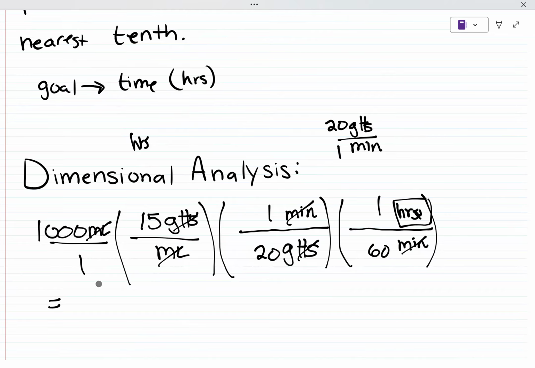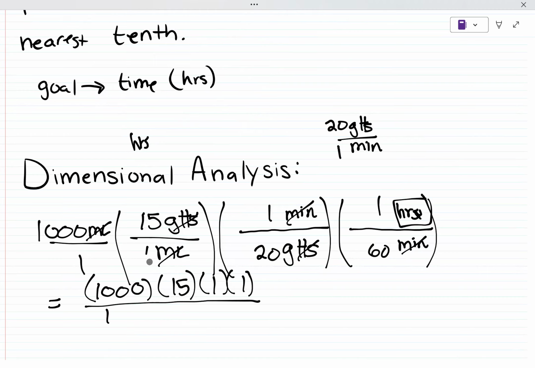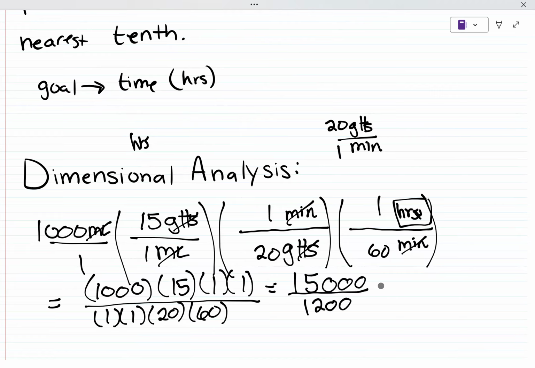So 1000 times 15 times 1 times 1. And then on the bottom, it's 1 times 20 times 60. And when you put it all together, you get 15,000 over 1200. And our units will be hours. That's it. There's nothing above or below because it's just hours.